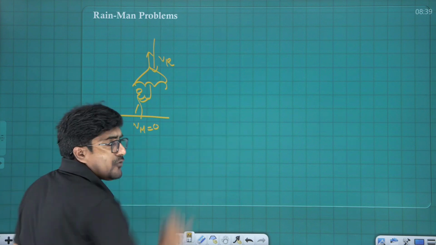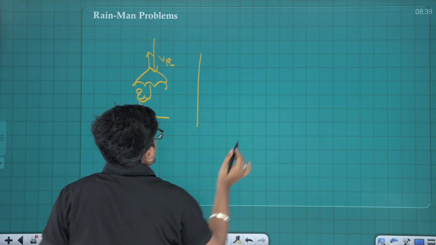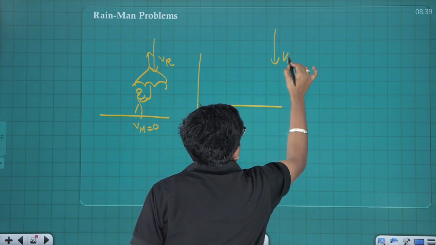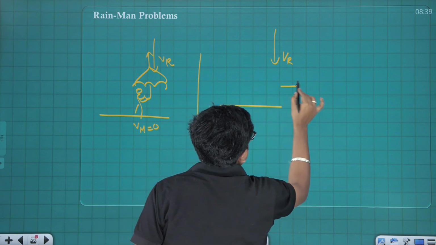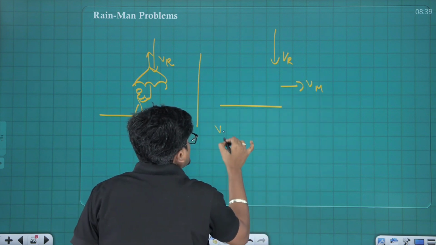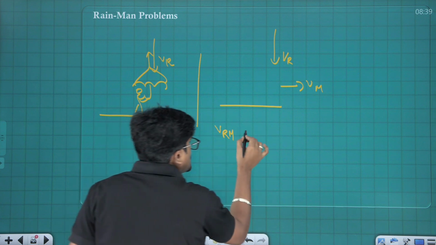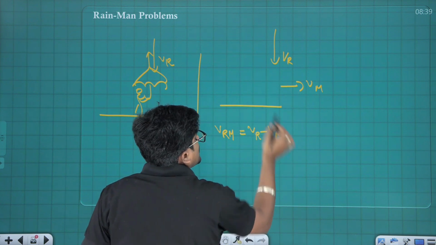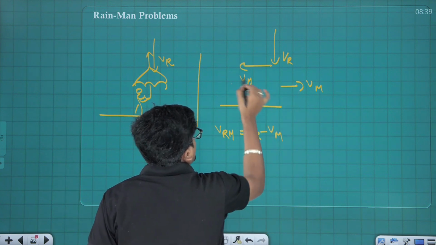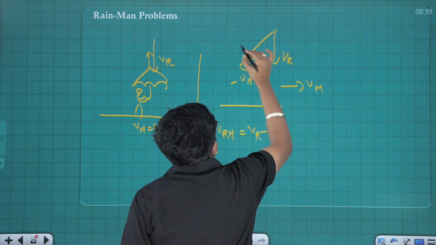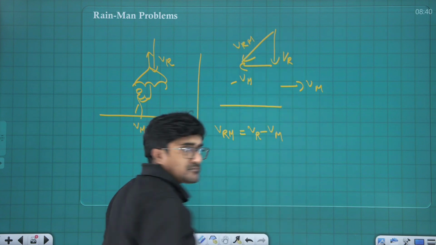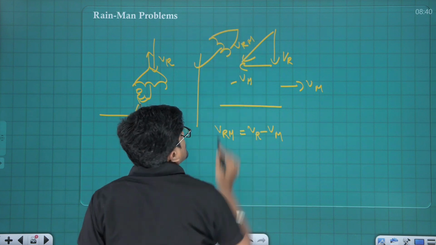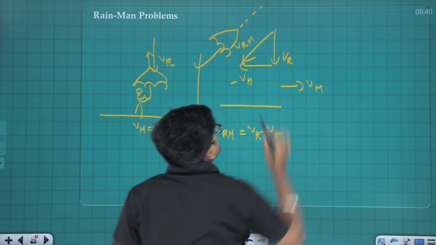And if this person is moving in the forward direction, see, this is velocity of rain, and this person is moving in the forward direction, so this is velocity of man. Now I told you velocity of rain with respect to man is what matters. That is going to be velocity of rain minus velocity of man. Here the man is moving in the forward direction, so here this is minus of Vm. That means here this is going to be velocity of rain with respect to man. That means the umbrella needs to be held in this particular direction.